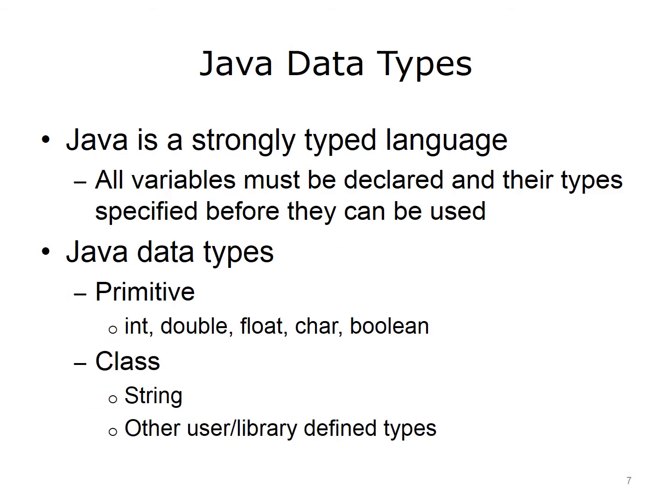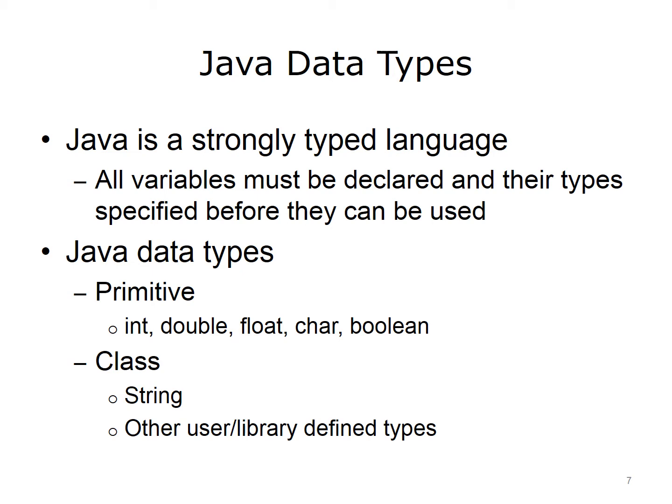Java is a strongly typed language. This means that all variables must be declared with a given data type before they can be used. Many other languages use implicit typing, where declarations are not used. Instead, the data type is inferred from the values that are assigned to the variables.